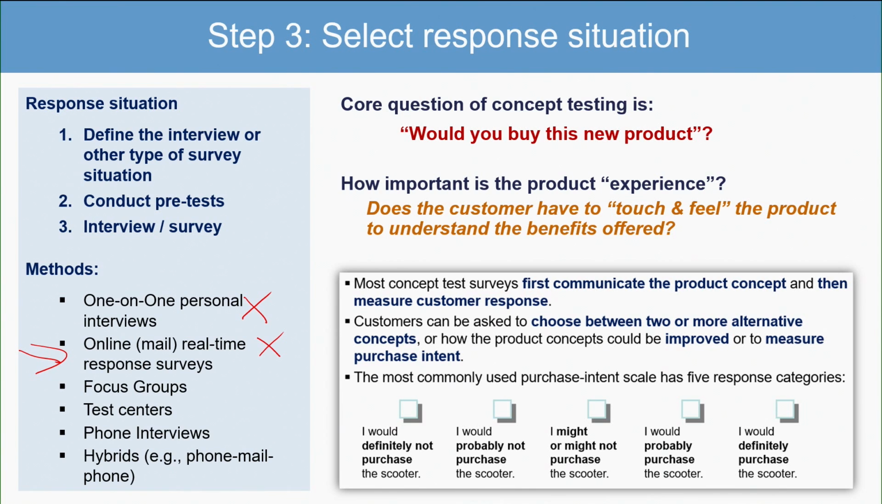And what's very often used is just this simple scale. From 1, I see this concept, I would definitely not purchase this scooter, to 5, I would definitely purchase the scooter. 1 to 5 scores, very simple. And then remember, here in this example, I just presented you one concept.